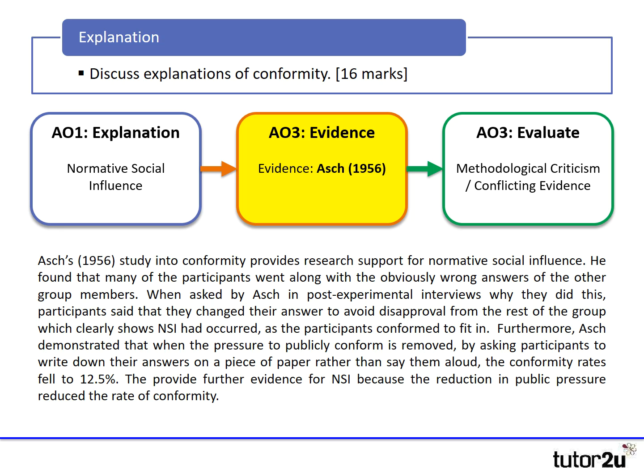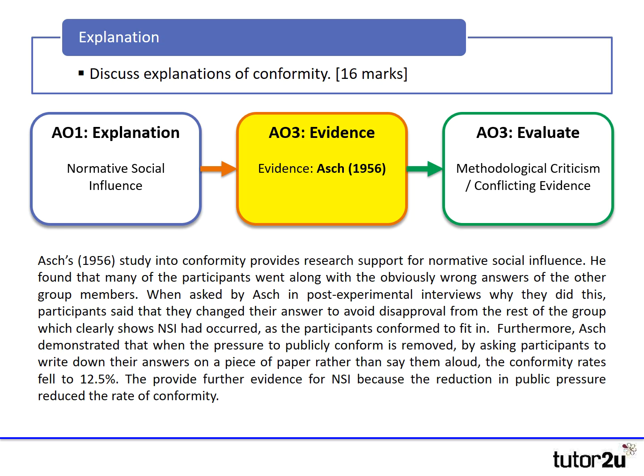Asch's study into conformity provides support for normative social influence. He found that many of the participants went along with the obviously wrong answer of the other group members. When asked by Asch in the post-experimental interviews why they did this, they said that they changed their answer to avoid disapproval from the rest of the group, which clearly shows that normative social influence has occurred as the participants conformed to fit in. Furthermore, Asch demonstrated that when the pressure to conform was removed by asking the participants to write down their answers on a piece of paper and not say them out loud, the conformity rates dropped to 12.5%. This provides further evidence for normative social influence because the reduction in public pressure reduced the rate of conformity.